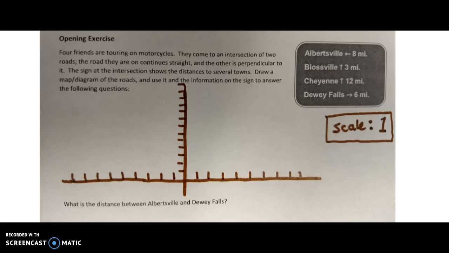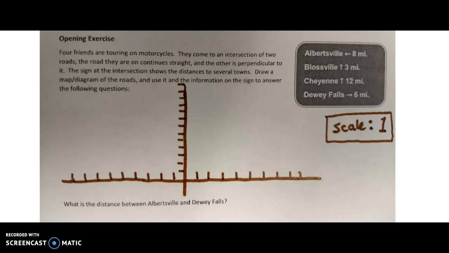We're going to start off with the opening exercise. Read with me. 4 friends are touring on motorcycles. They come to an intersection of 2 roads. The road they are on continues straight, and the other is perpendicular to it.